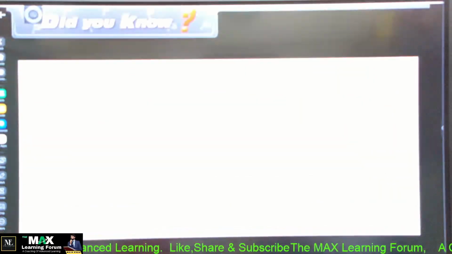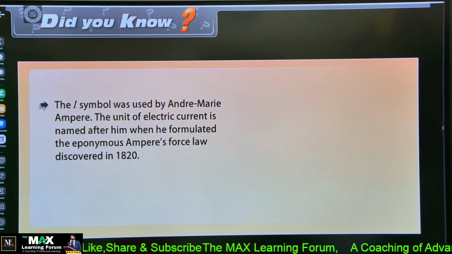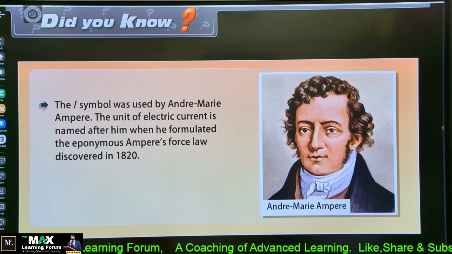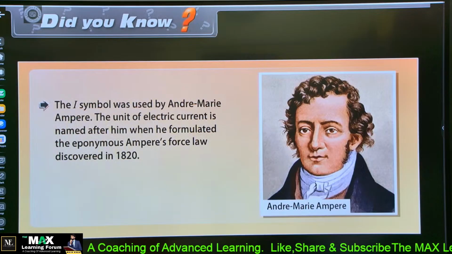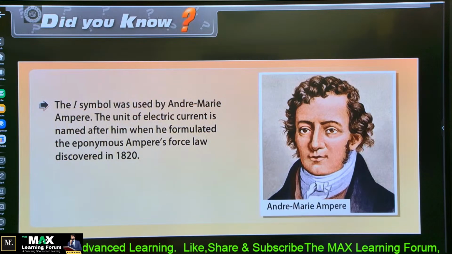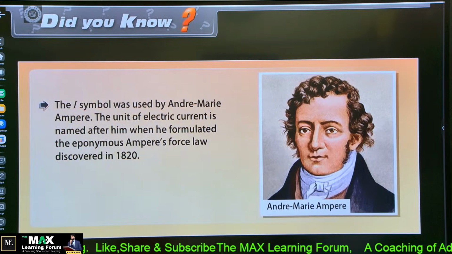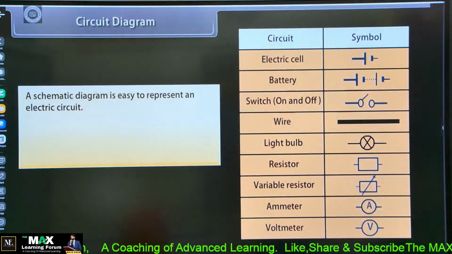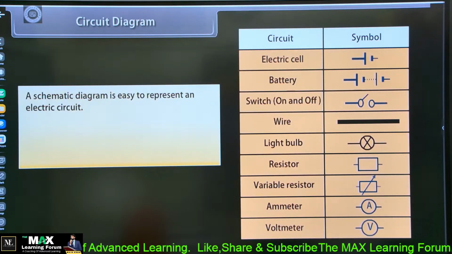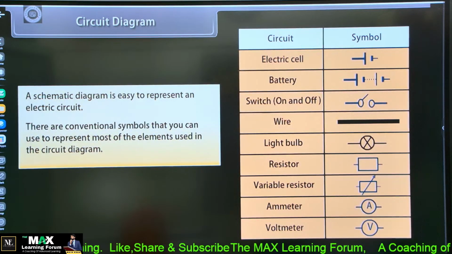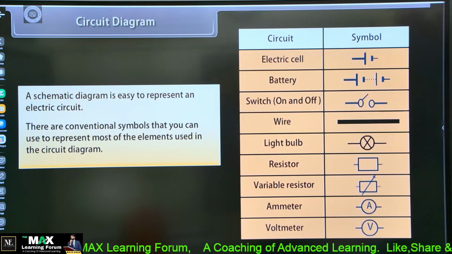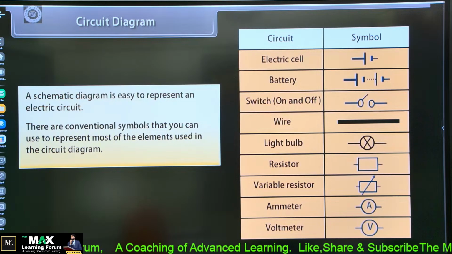Did you know? The I symbol was used by André Marie Ampère. The unit of electric current is named after him when he formulated the eponymous Ampere's first law discovered in 1820. Circuit diagram. A schematic diagram is an easy way to represent an electric circuit. There are conventional symbols that you can use to represent most of the elements used in the circuit diagram. The symbols are shown.